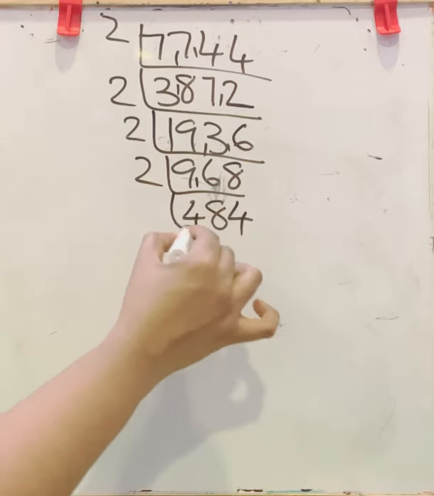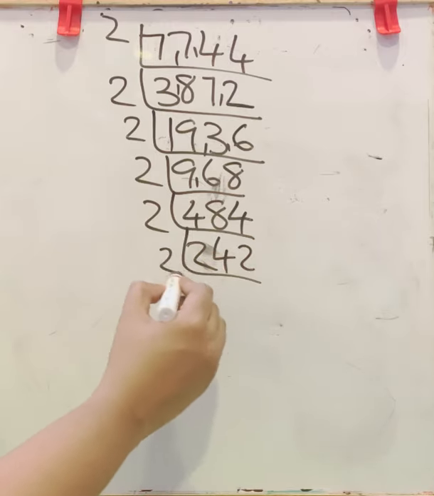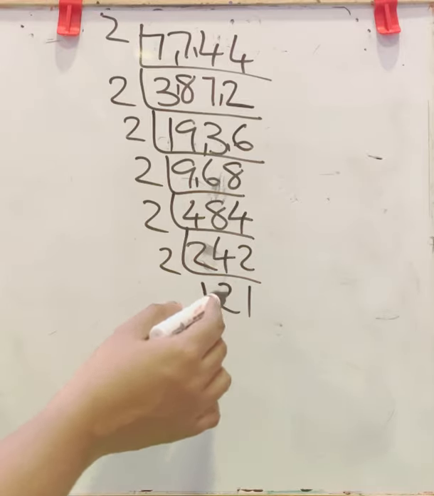4 2s are 8. Again 2. 2 2s are 4. 4 2s are 8. 2 2s are 4. Again 2. 1 2s are 2. 2 2s are 4. 1 2s are 2. Now you can't proceed with 2.